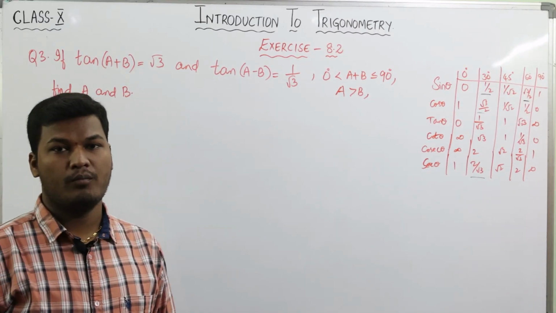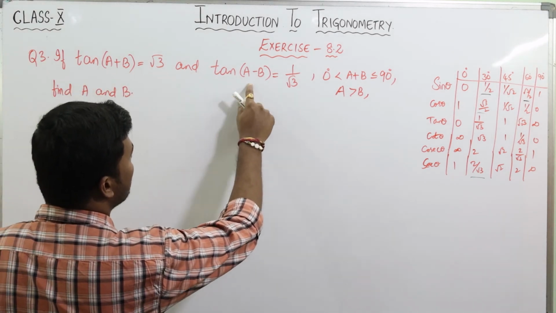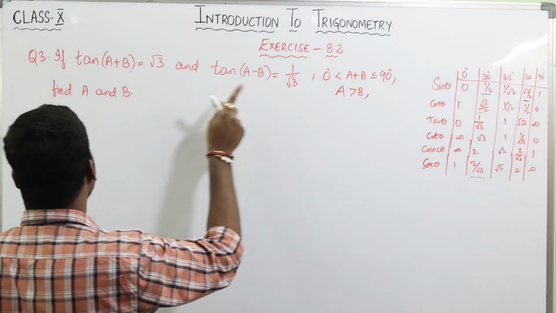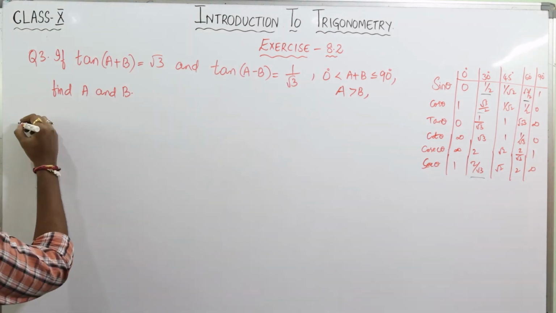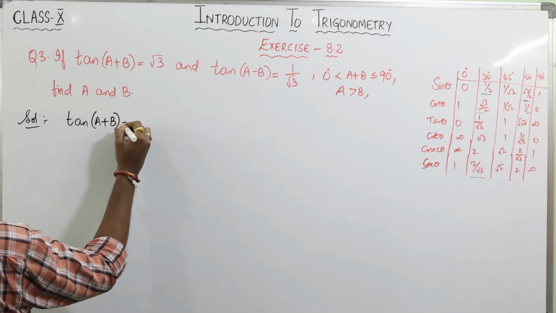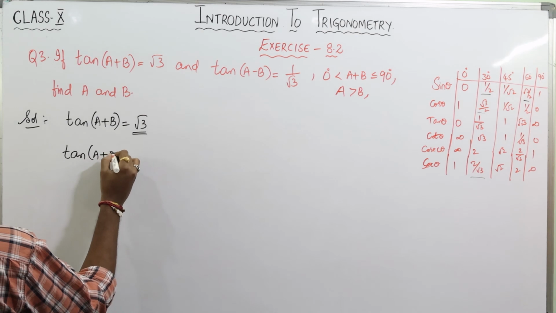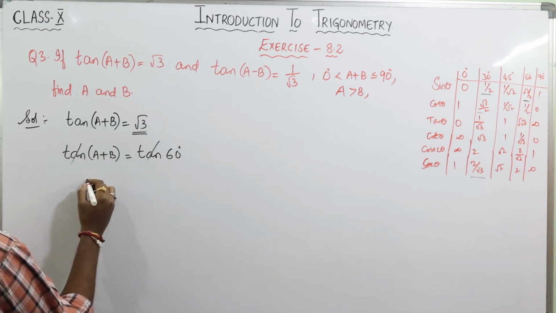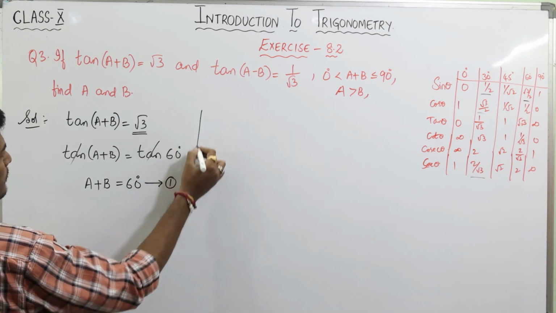Now the next very important problem of this exercise: if tan(a plus b) is equal to root 3 and tan(a minus b) is equal to 1 by root 3, given that 0 is less than a plus b, less than or equal to 90, then we have to find the values of a and b. So first let us consider tan(a plus b), which is equal to root 3. So when is tan root 3? Tan 60 degrees is root 3. So you can write it as tan 60 degrees. On both the sides tan gets cancelled, then you are left with a plus b is equal to 60. This is the first equation.